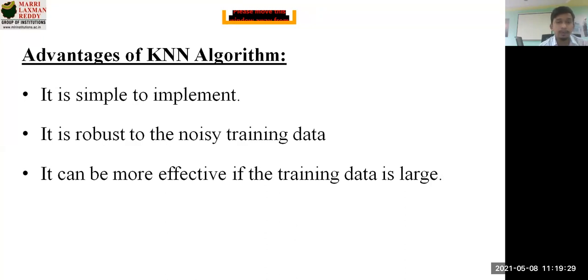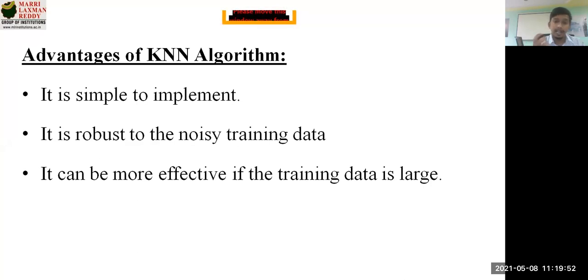It makes it very simple to implement whenever you are having a small data set. It is robust to noisy training data. So even though there is noise in your data set, it can still make some decisions. That's why it is called very robust even for noisy training data, and it can be more effective when the training data is large.